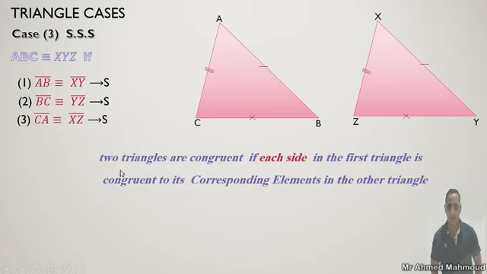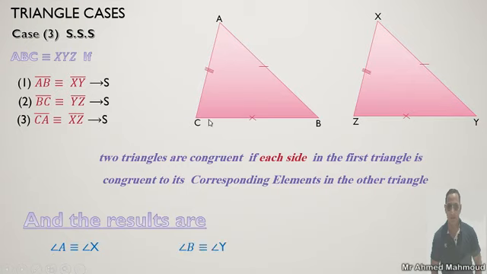In that case, we can say that two triangles are congruent if each side in the first triangle is congruent to its corresponding element in the other triangle. Here we have three sides in the first and three sides in the second, then they are congruent according to the case called SSS. The results of the congruence will be like this. Angle A will equal angle X. Angle B will equal angle Y. Finally, angle C will equal angle Z.